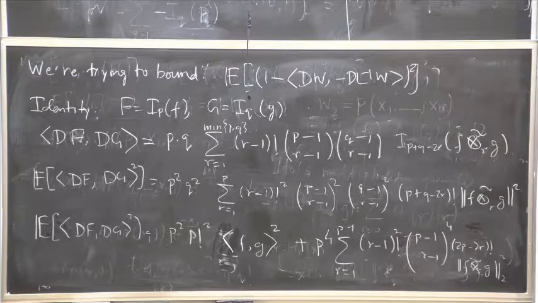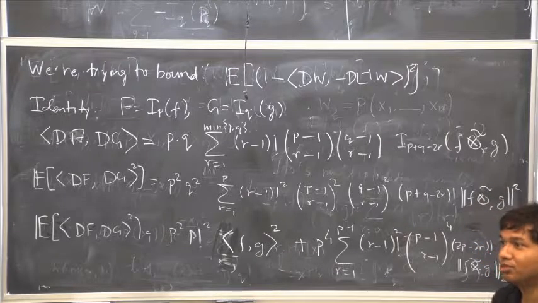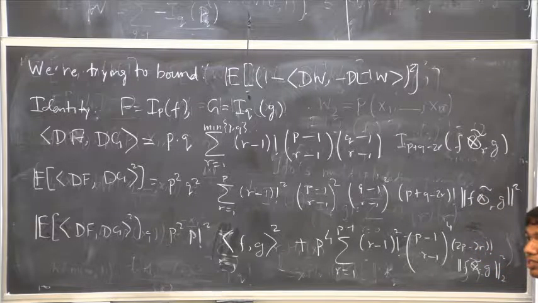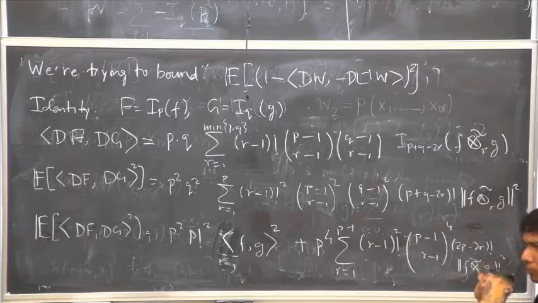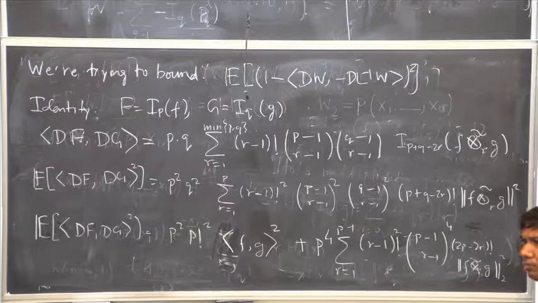So what you want to say is that, for this expression to be small, somehow the noise operator should not affect W very much. The derivative of W and the derivative of the noise operator applied to W should be about the same. Then this would be roughly 1, and the difference between them small. So then you are trying to compute basically the variance.